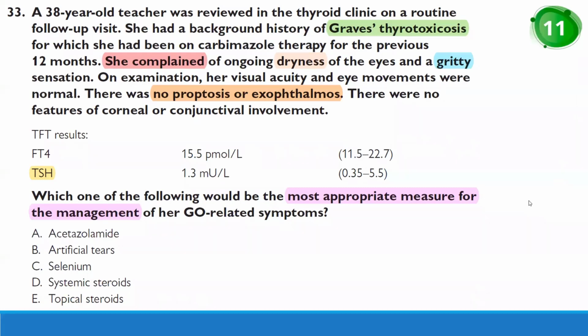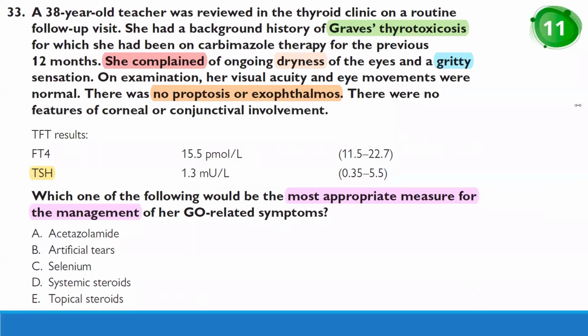I will read this question. A 38-year-old teacher was reviewed in the thyroid clinic on a routine follow-up visit. She had a background history of Graves' thyrotoxicosis for which she had been on carbimazole therapy for the previous 12 months. She complained of ongoing dryness of the eye and a gritty sensation. On examination, her visual acuity and eye movement were normal. There was no proptosis or exophthalmos. There were no features of corneal or conjunctival involvement. Thyroid function tests were normal. So which of the following would be the most appropriate measure for the management of her Graves' orbitopathy related symptoms?